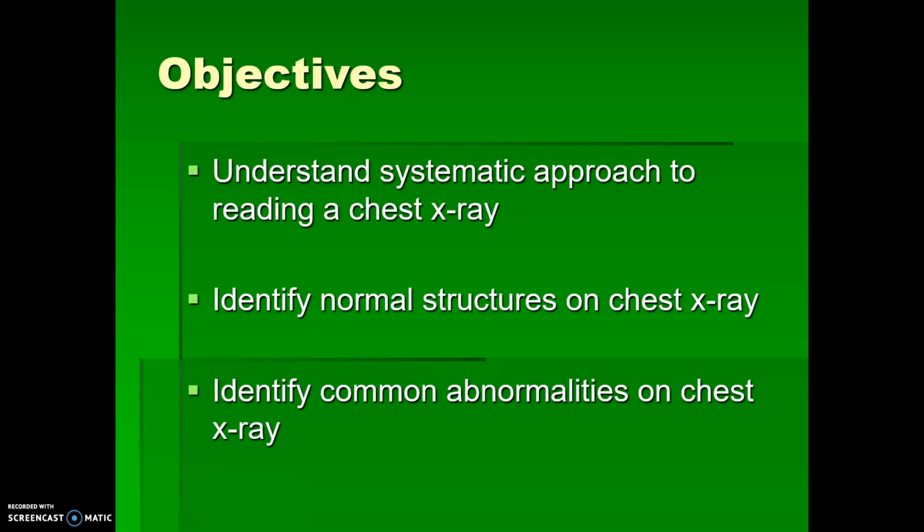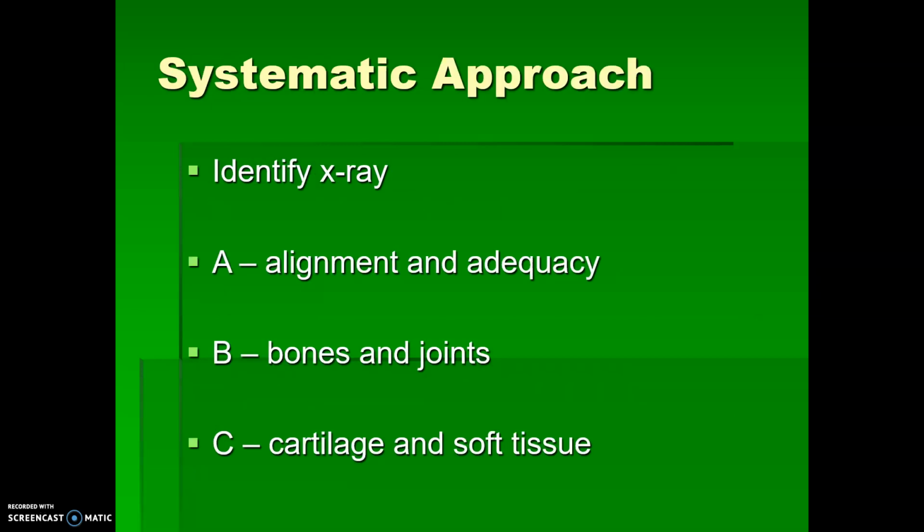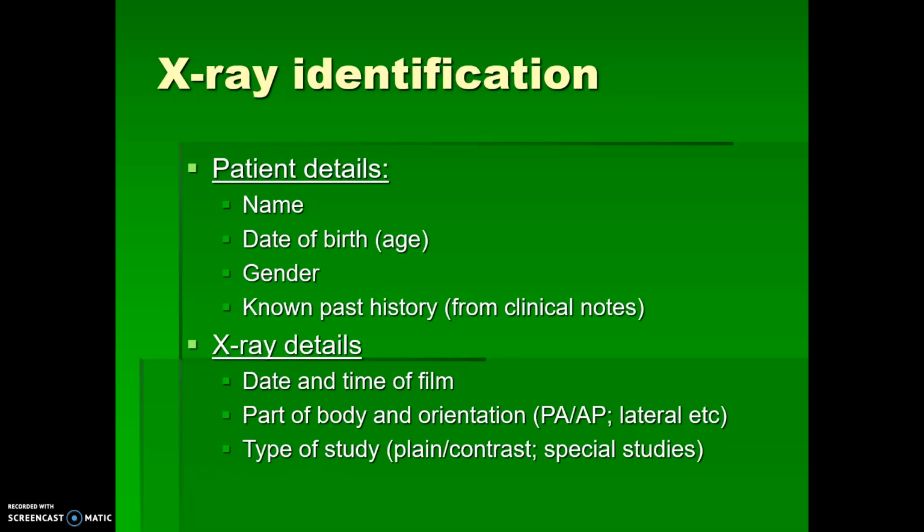So the objectives of this talk are to help you understand the systematic approach to reading a chest x-ray, to identify normal structures on the chest x-ray, and to identify common abnormalities on chest x-ray. And the systematic approach is what we would call an ABC approach. The A stands for alignment and adequacy, B for bones and joints, and C for cartilage and soft tissue.